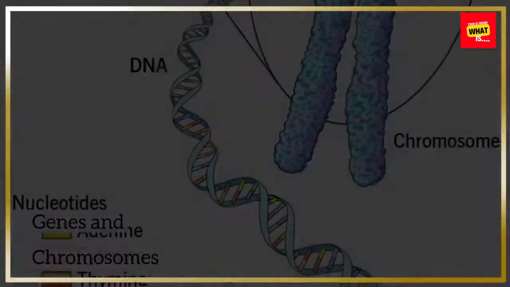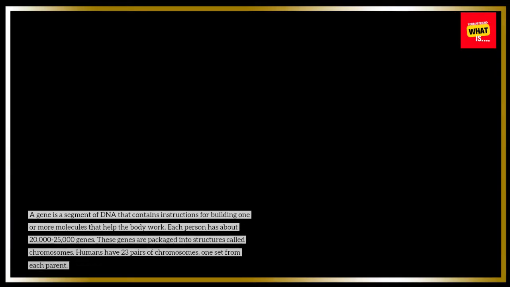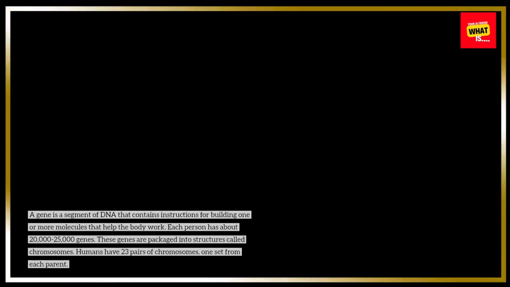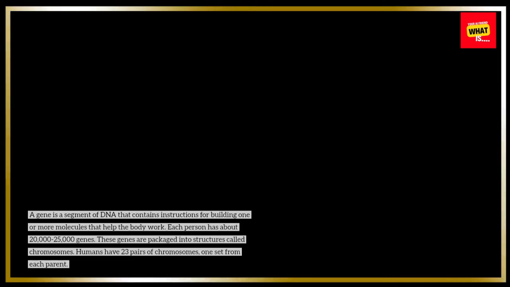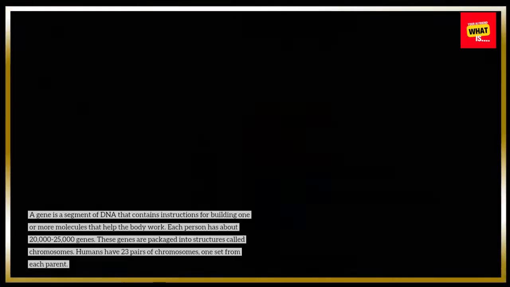Genes and chromosomes. A gene is a segment of DNA that contains instructions for building one or more molecules that help the body work. Each person has about 20,000 to 25,000 genes. These genes are packaged into structures called chromosomes. Humans have 23 pairs of chromosomes, one set from each parent.